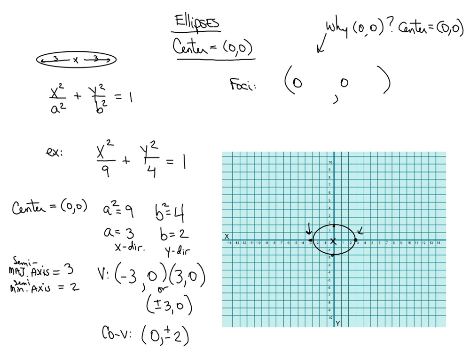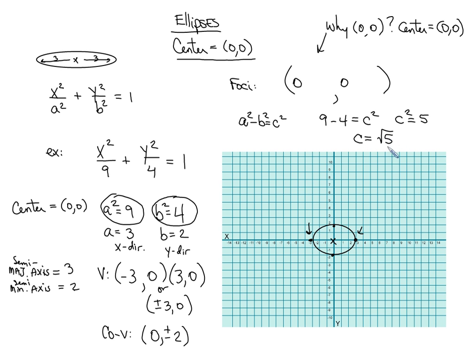It'll make more sense. Okay, question is, what is C? Well, we know that a squared minus b squared is equal to c squared. We know that our a squared was 9 and our b squared was 4. This is why it matters which one is a and which one is b, because 9 minus 4 and 4 minus 9 are not the same answer. So remember that a squared is the bigger one. So we get 9 minus 4 equals c squared, which makes c squared equal to 5. That makes c equal to what? Square root of 5.